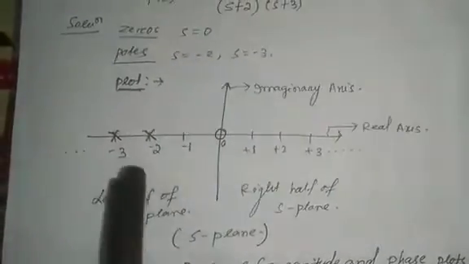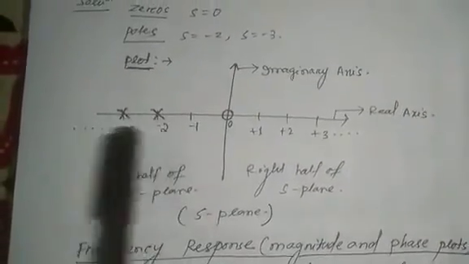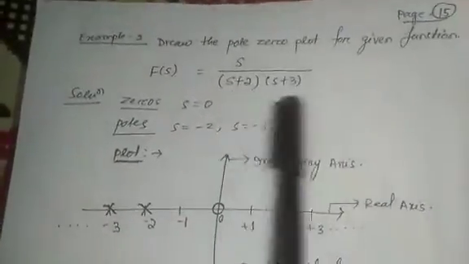At a pole point, you give the cross mark. You see at -2 one pole is present, and at -3 a pole is present. That's why two cross marks are given here. That is the pole-zero plot for the given function. In this way, we draw the pole-zero plot for the given function.